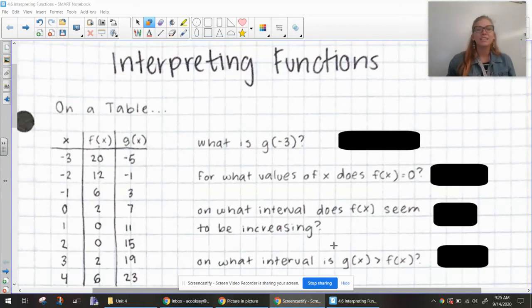Today we're going to talk about interpreting functions. So in previous videos, we talked about the fact that a function is a special kind of relation in which every input has exactly one output. Today we're going to look at how to interpret a function on a table, on a graph, and in a situation. So in math, we do a lot of solving and a lot of manipulating straight mathematical expressions, but we really need to know how to interpret things if we want to make them useful. So today we're talking about interpreting functions.